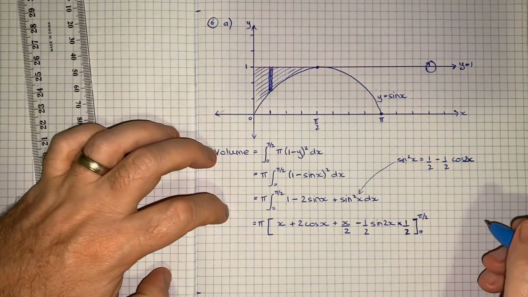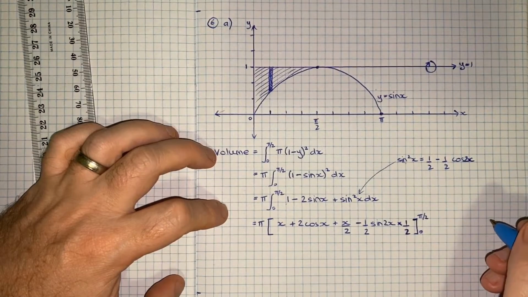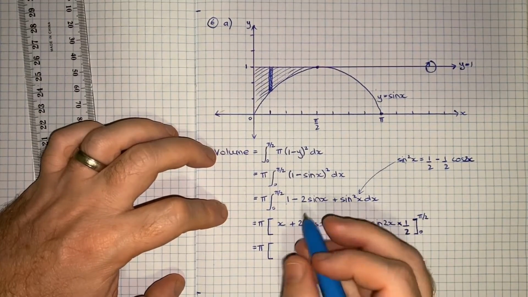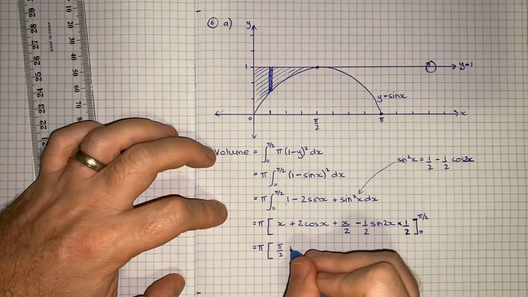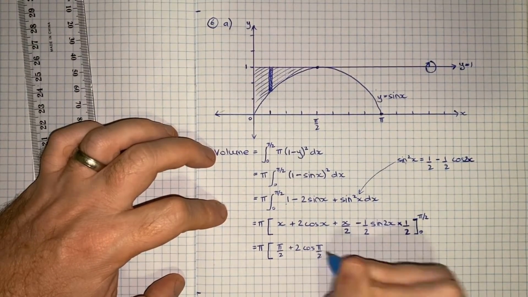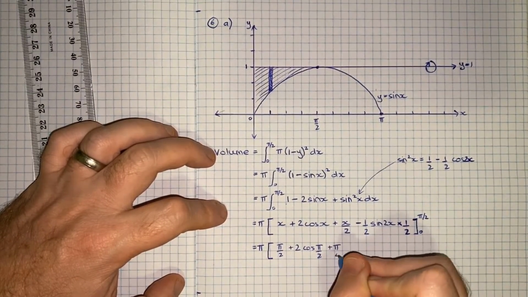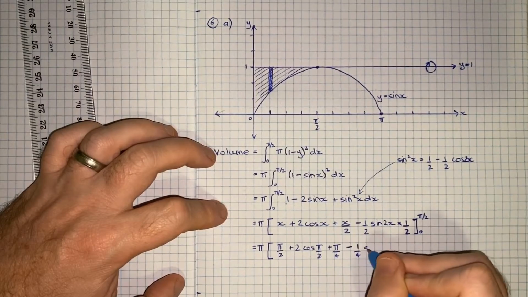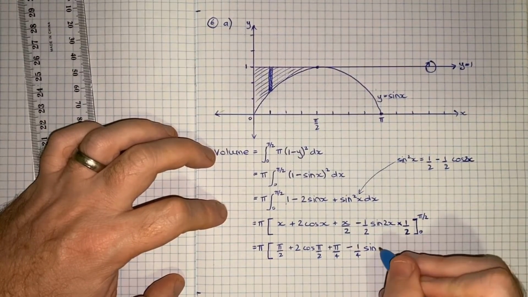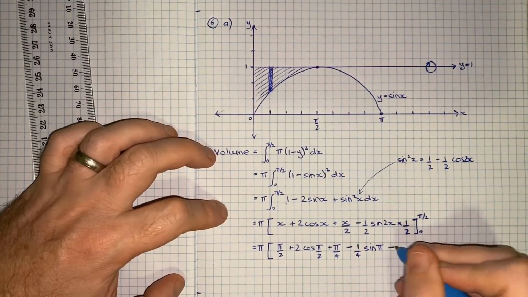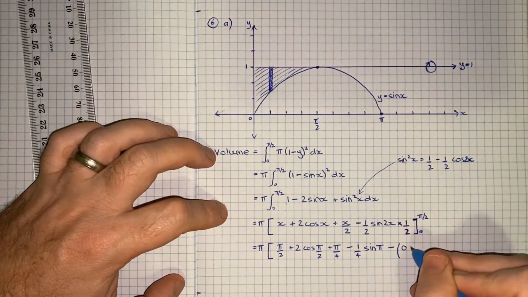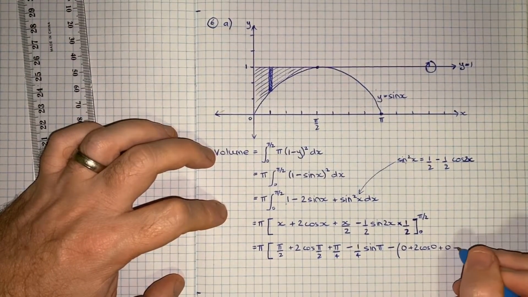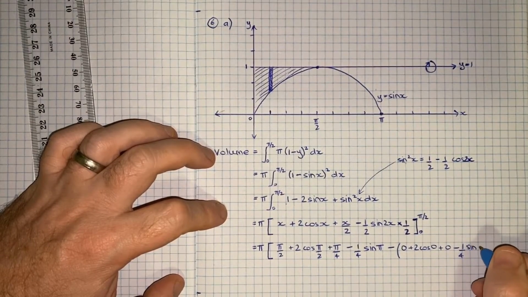And so now we just need to evaluate these. So we'll have our pi out the front, and so we'll get pi on 2 plus 2 cos pi on 2. And this will become pi on 4, minus a half times a half will be minus a quarter sine 2 times pi on 2, which will just become pi. And then from that we're going to minus 0 plus 2 cos 0 plus 0 on 2 minus a quarter sine 0.